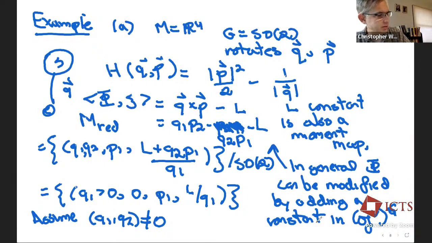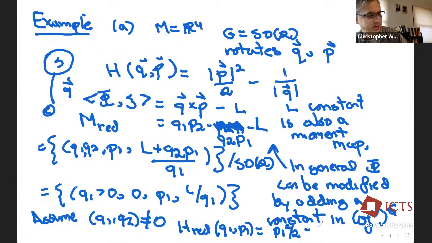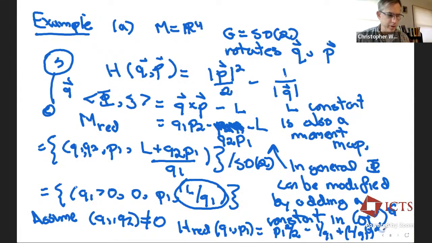So what happens to the H then? Well, I now just have these two variables, the Q1 and the P1. And I just have P1 squared divided by 2, and then I have minus 1 over Q1. But then I have this term here. The P2 squared gives me an L divided by Q1 squared.